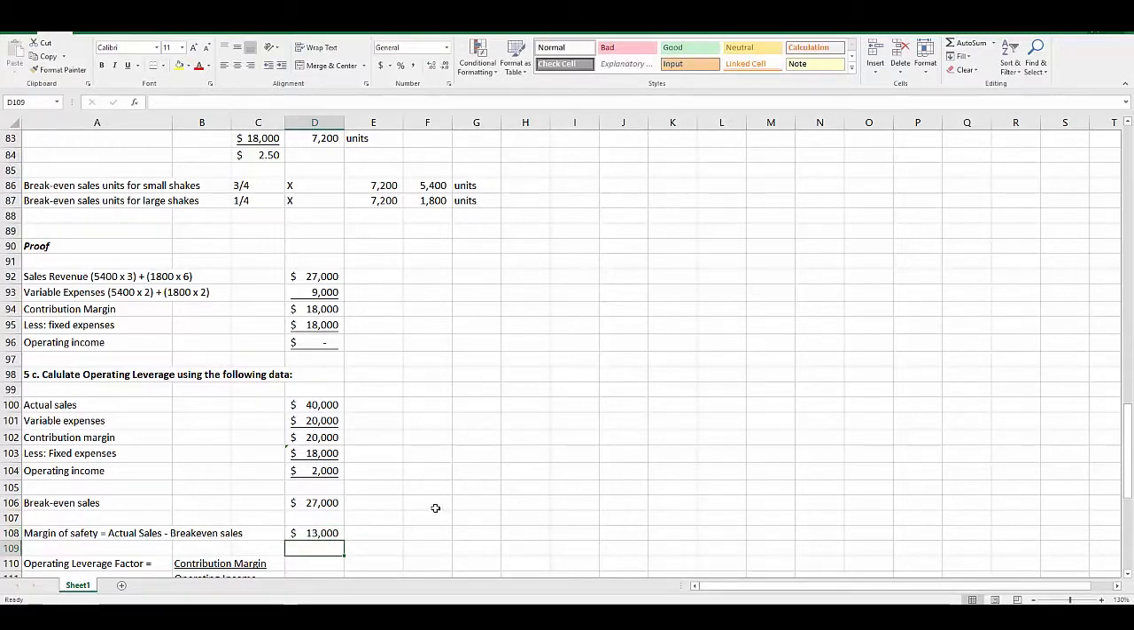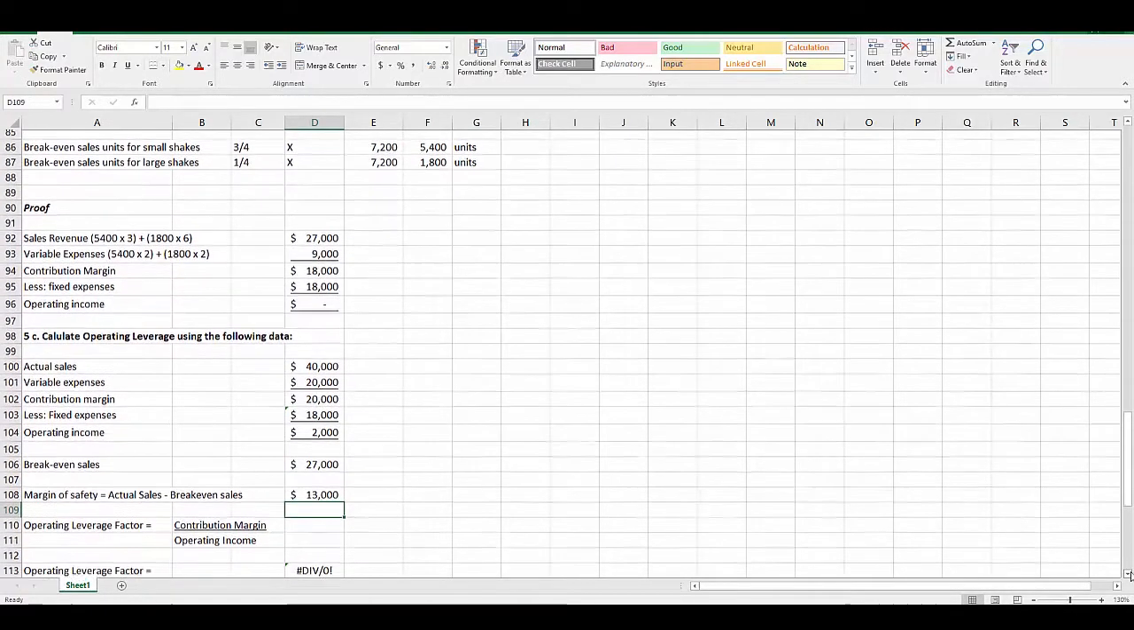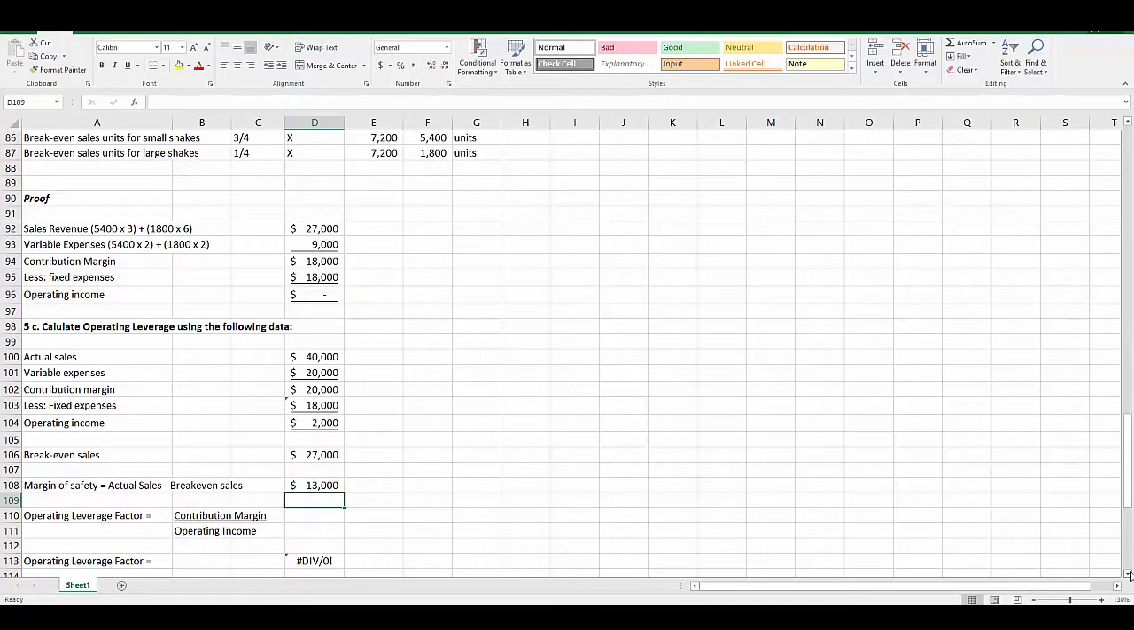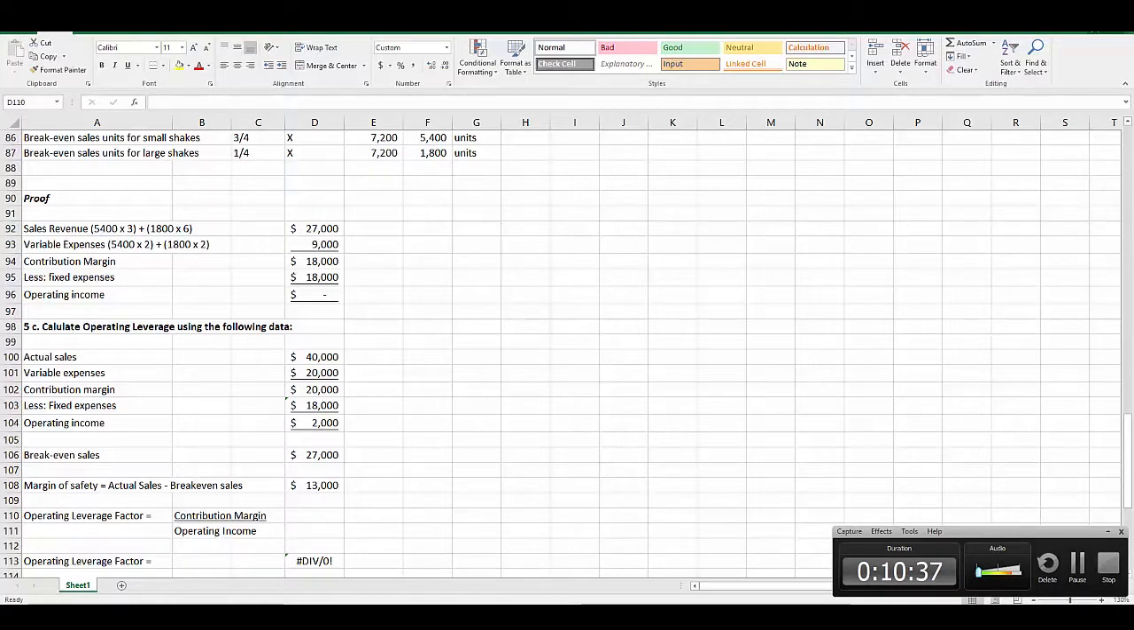So you're selling $13,000 worth of product over and above what's needed for break even. Now the next thing you want to look at is your operating leverage factor. That's defined as your contribution margin divided by operating income. So your contribution margin here is, and we'll just pause.